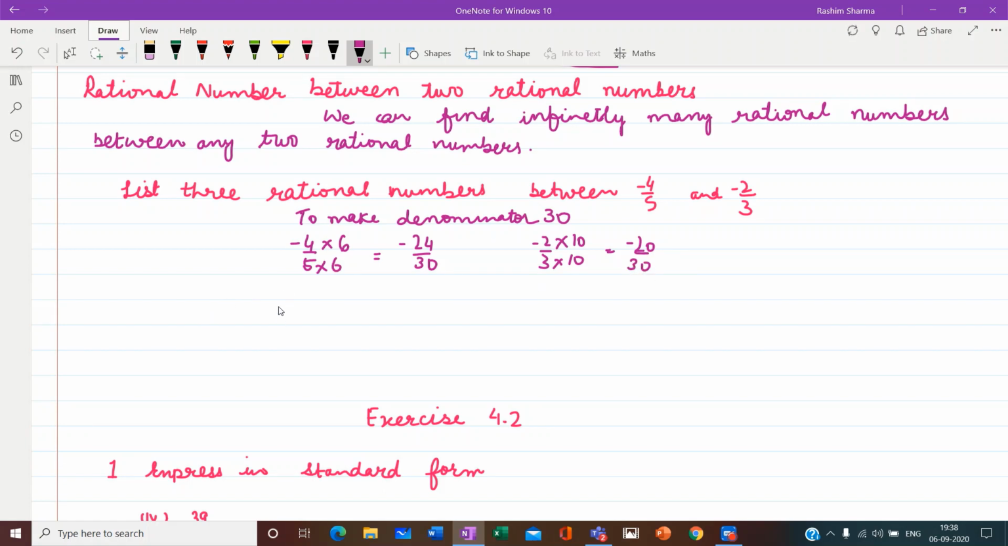Alright. Now in between minus 24 on 30 and minus 20 on 30 we can have the numbers minus 23 on 30, minus 22 on 30 and minus 21 on 30. Alright. So these three numbers we are getting in between these two numbers.